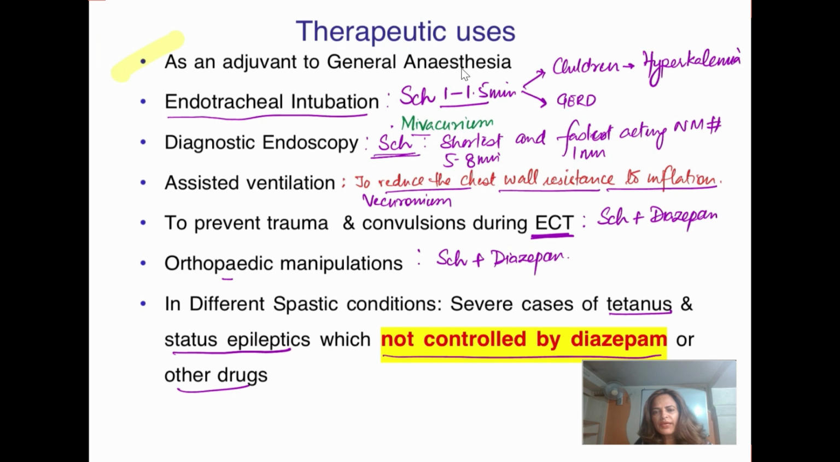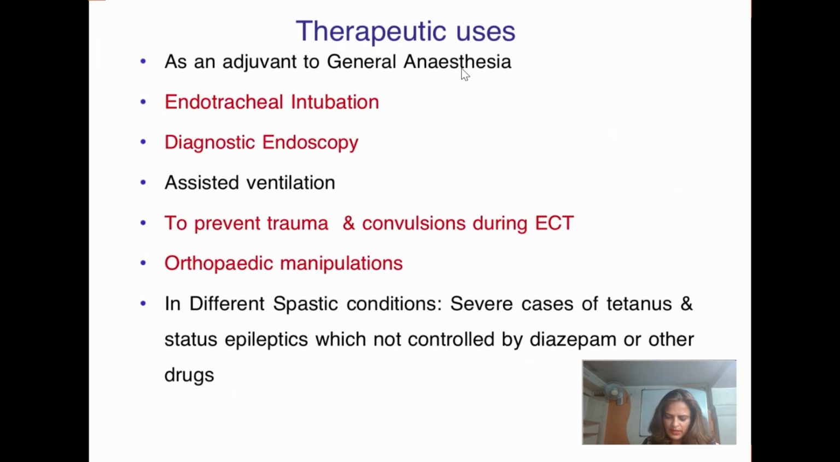But if per chance you get the succinylcholine, then what are you supposed to choose out of all these? One is endotracheal intubation. Second, you can write here also as an adjunct to general anesthesia, क्योंकि general anesthesia में जब भी endotracheal intubation के लिए, we have to use the succinylcholine. Diagnostic endoscopy. To prevent trauma and convulsions during ECT and orthopedic manipulation, इसमें भी हमने succinylcholine along with diazepam used. ठीक है. So these are the therapeutic uses of peripheral acting neuromuscular blocking agents.